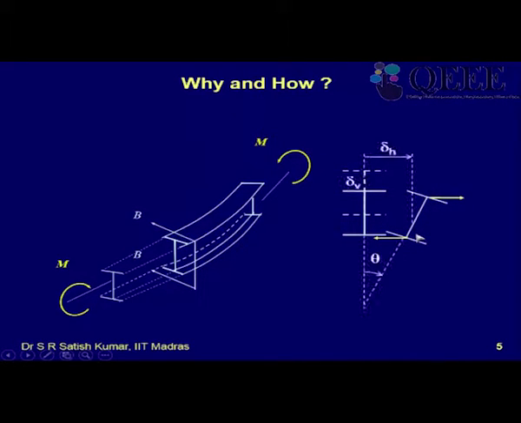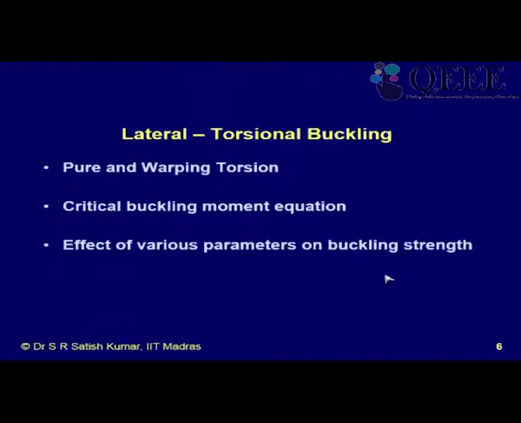So basically there are three components of deflection. One is the delta V, the other one is the delta H, the horizontal component of deflection, and the third is the twist angle rotation theta. Okay, so there are three components that are coming in, and we need to include all this in our calculations.